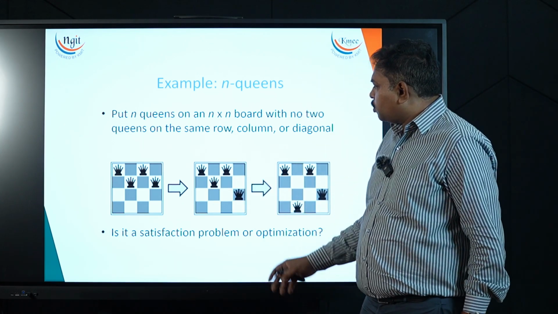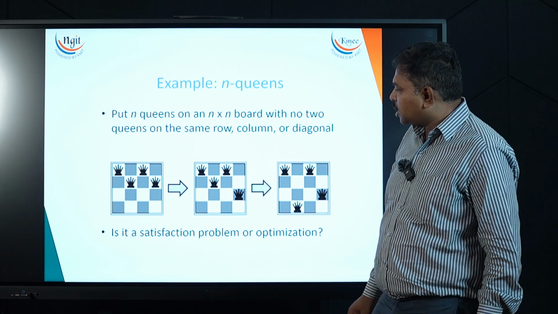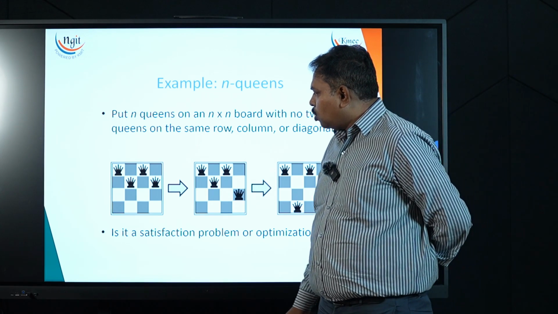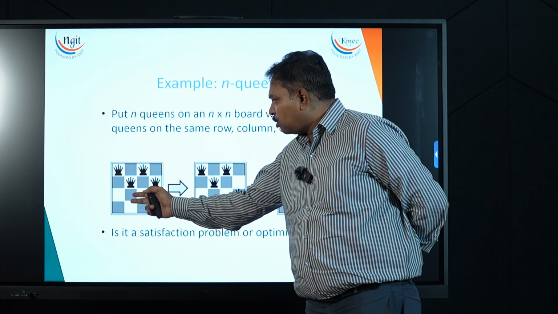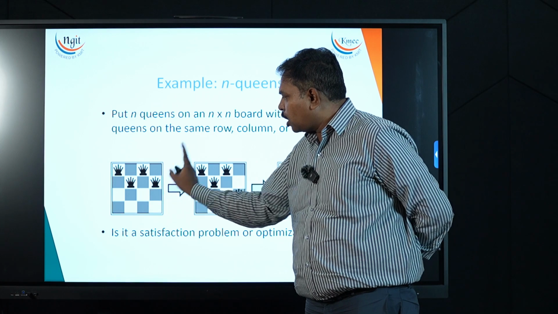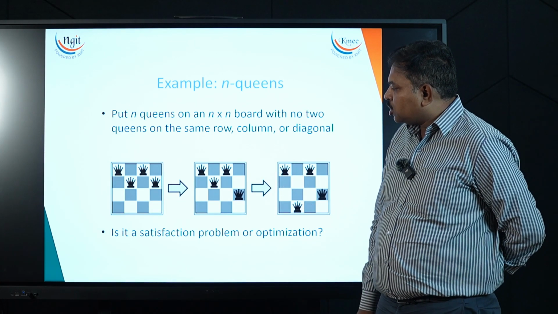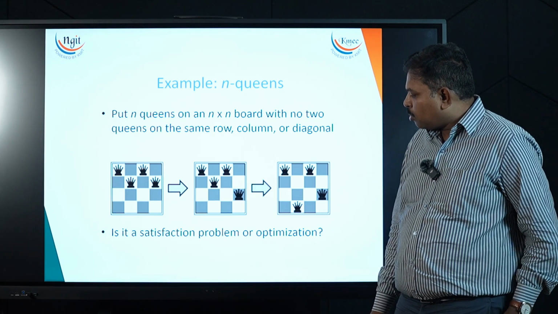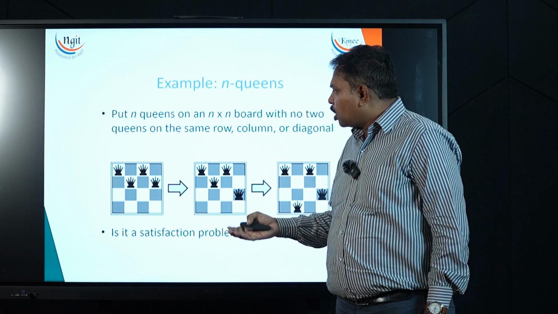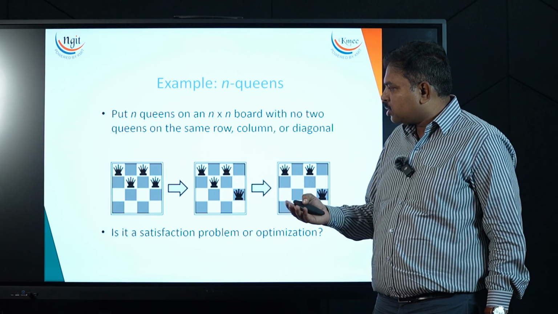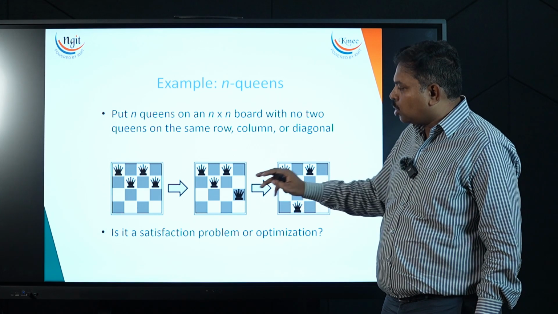Suppose I apply a local search algorithm to the n-queen problem. We all know what the n-queen problem is. No two queens should be on the same vertical line, horizontal line, or diagonal line, so no two queens should attack each other. Now to solve this problem with classical search algorithms, we draw a state space search and, starting from the initial state, we find the path to the goal state.